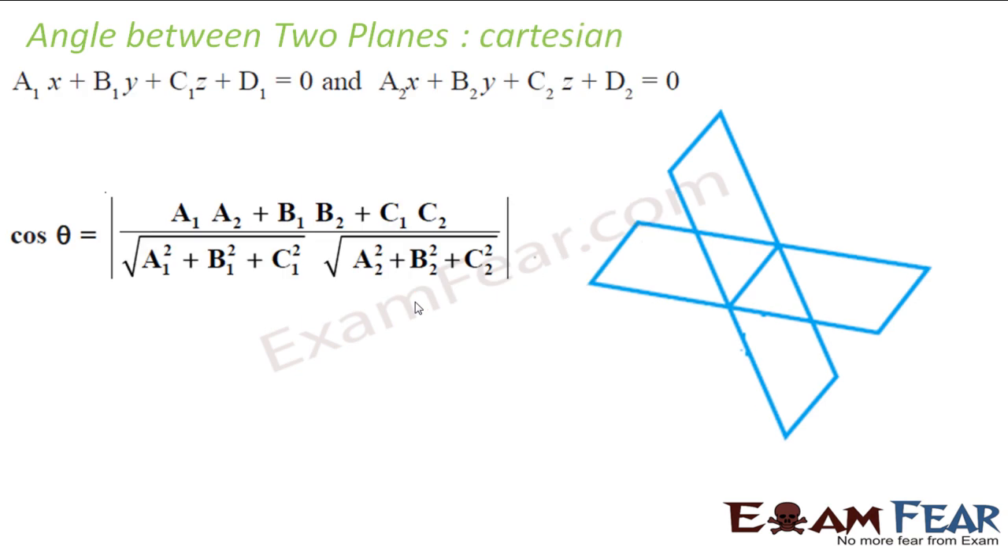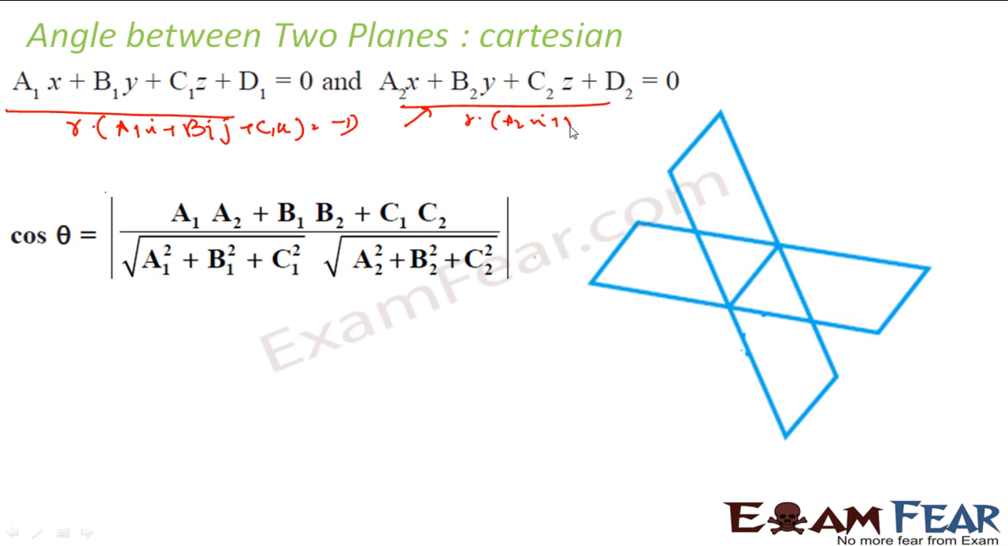Let's do this in the Cartesian form. In Cartesian form, if I have two planes of this form, then the angle between them will be a1 a2 plus b1 b2 plus c1 c2 by root a1 square plus b1 square plus c1 square, and this. Logically, I can write this as r dot a1i plus b1j plus c1k is equal to minus d. Same thing I can write as r dot a2i plus b2j plus c2k is equal to minus d.